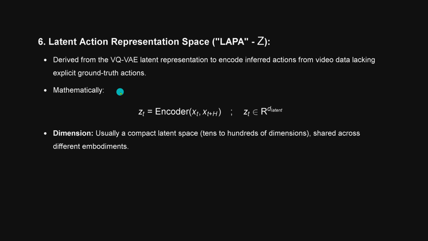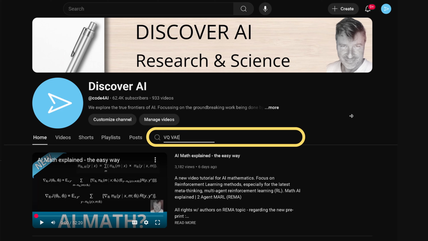And we use an old friend for this, a vector quantized variational autoencoder. And you might say, what? This old stuff? Well, there's an explanation for this. So the dimension, usually a compact latent space, 10 to hundreds of dimensions, shared across the different embodiments.